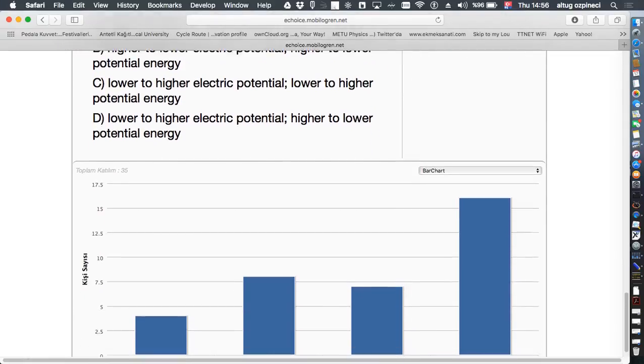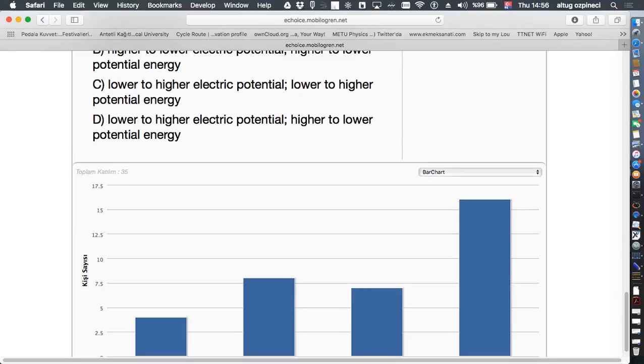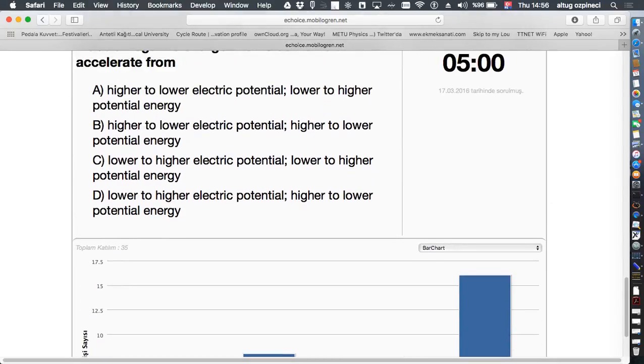So in this second question, we had a larger spread. But you see, whatever the system is, the systems will always go to a lower potential energy. So that restricts our answers to either D or B. It always goes from a higher to a lower potential energy.